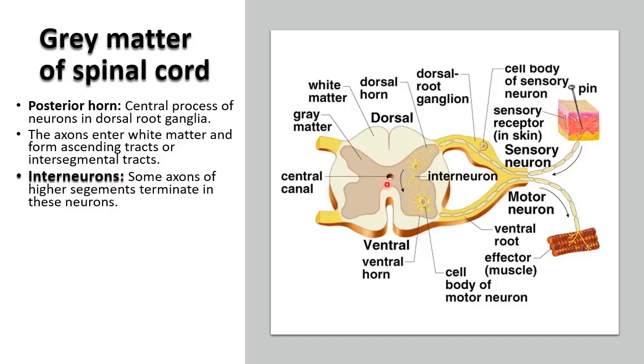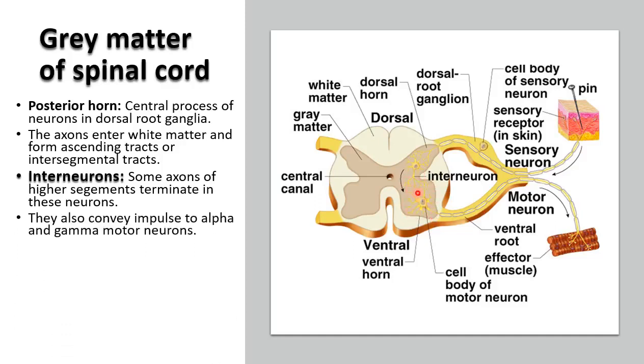Then interneurons, as I told you, are interposed between these dorsal and ventral horn cells. Some axons of the higher segments terminate on these interneurons, and then they also convey impulses to the alpha and gamma motor neurons.